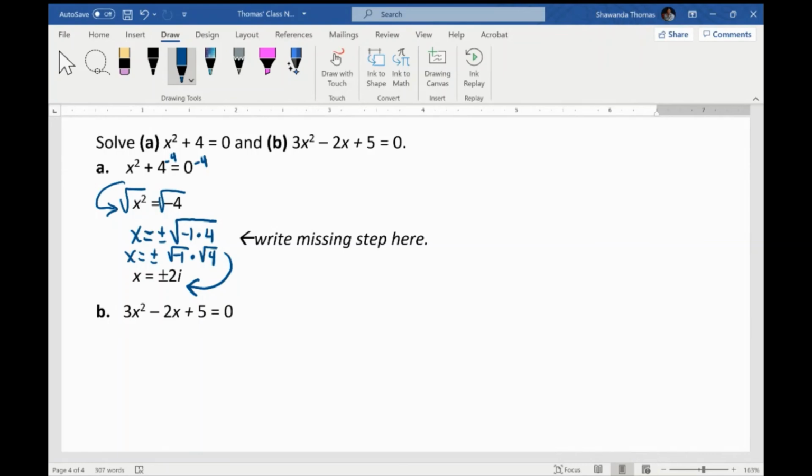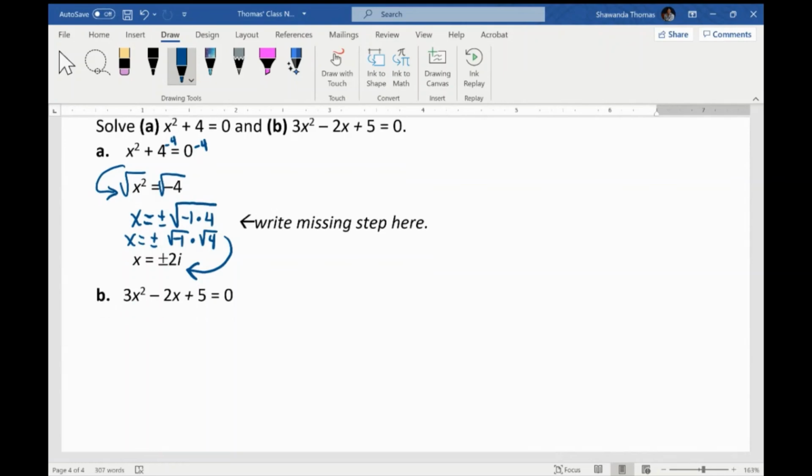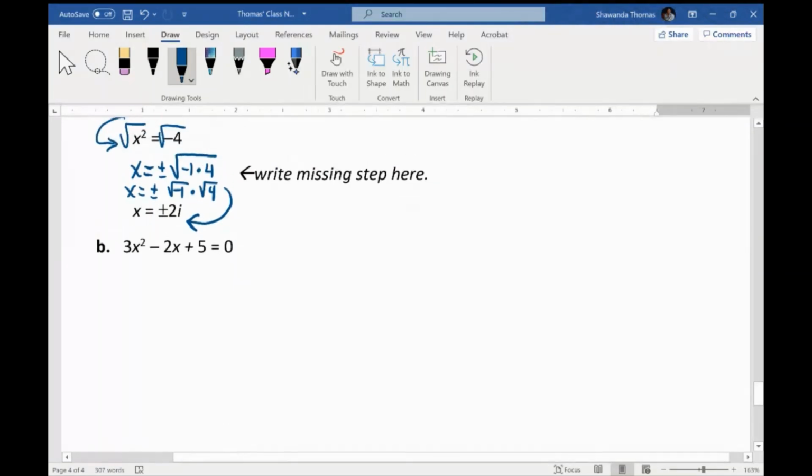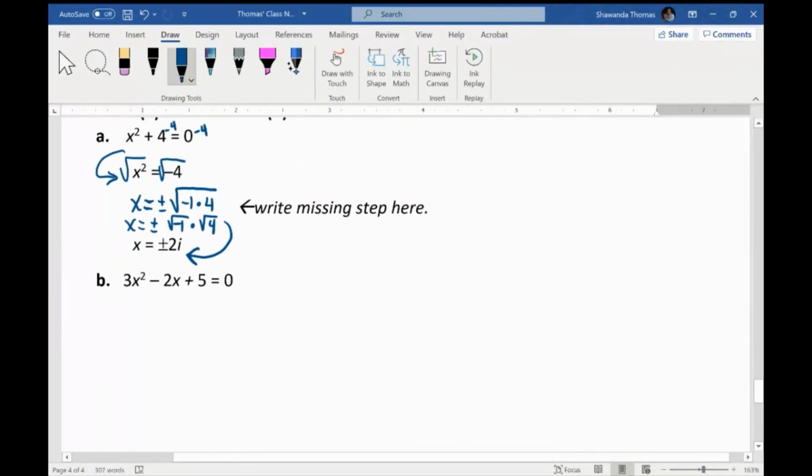Quadratic equations. What is the degree for a quadratic equation? Squared. All right. How many solutions should we get normally with a quadratic equation? Because the degree is 2, we should get 2 solutions. All right, let's try this one. 3x squared minus 2x plus 5 equals 0.